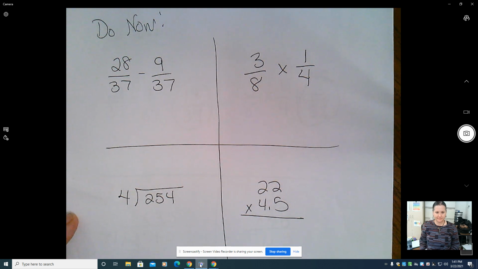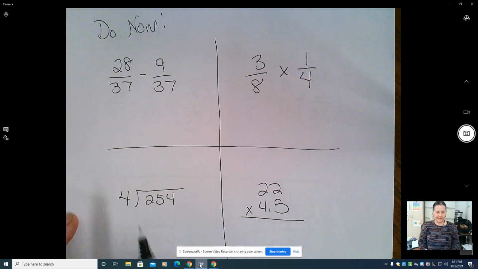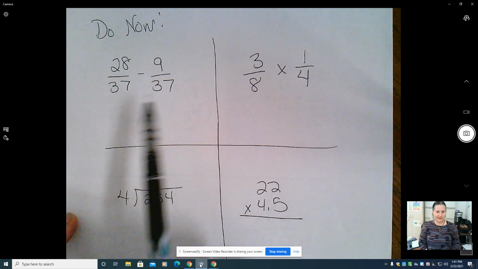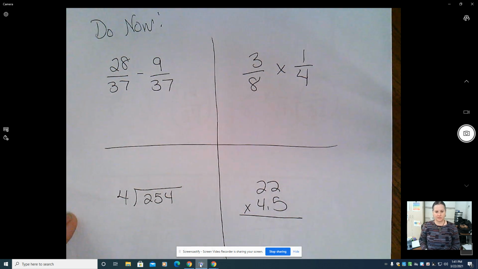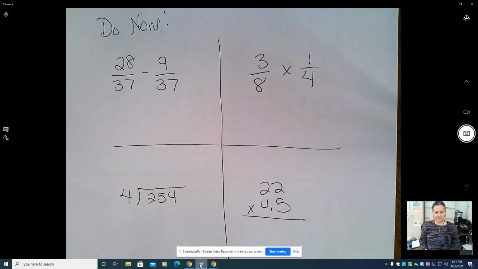Go ahead and pause them and work them out, remembering that you need a common denominator when you add or subtract fractions, and you don't need a common denominator when you multiply or divide fractions. Okay, let's go over the answers.